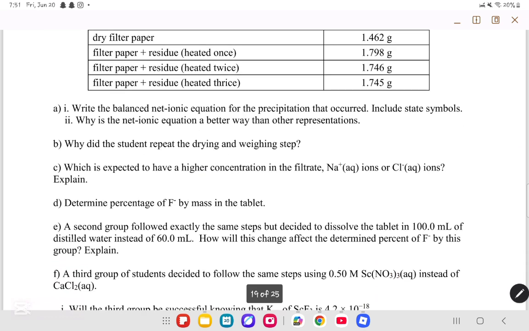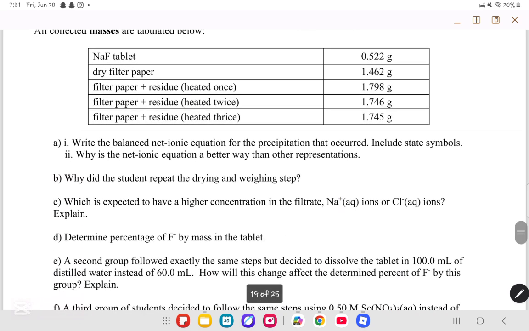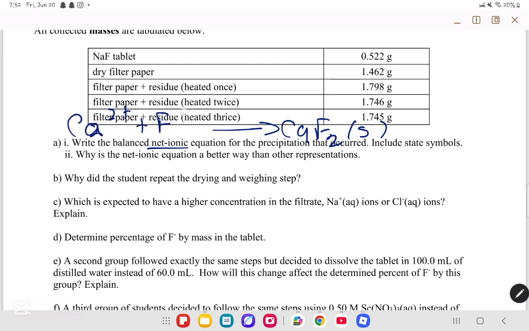Part A, part one. They said write the balanced net ionic equation for the precipitation that occurred. What is it? It is a reaction between CaCl2 and NaF, right? So you're gonna take the net ionic equation. That means the only ions that will react to form a solid. What is the solid in this case? It is CaF2, solid. That means what are the two ions that reacted? It's Ca2+ and F-, but as you can see it's not balanced, so you will put a 2 over here.